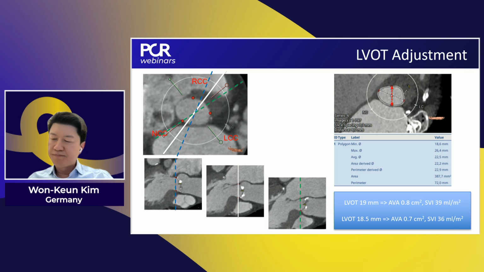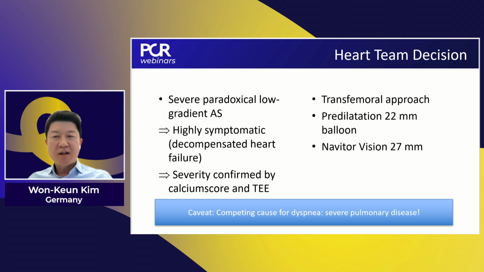So the question is, and this is what we discussed in the heart team, we want to make sure that when we treat the patient in this low flow situation, the patient really benefits. And you have seen that there are a lot of competing causes that could explain shortness of breath. We have severe paradoxical low gradient.